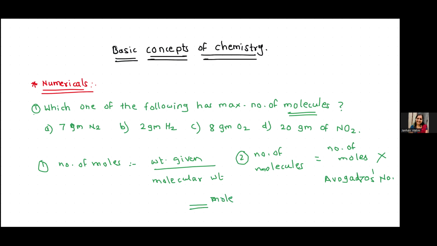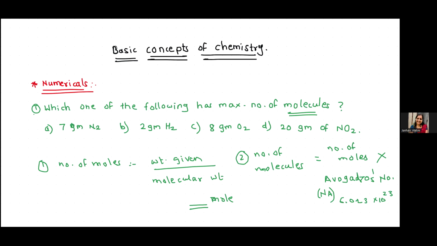Avogadro number is denoted by capital NA, and the value of Avogadro's number is always constant, which is 6.023 into 10 raised to 23. This is a very constant value and you have to keep it in mind. It is also called Avogadro's constant. Now we will go further and check it option by one.